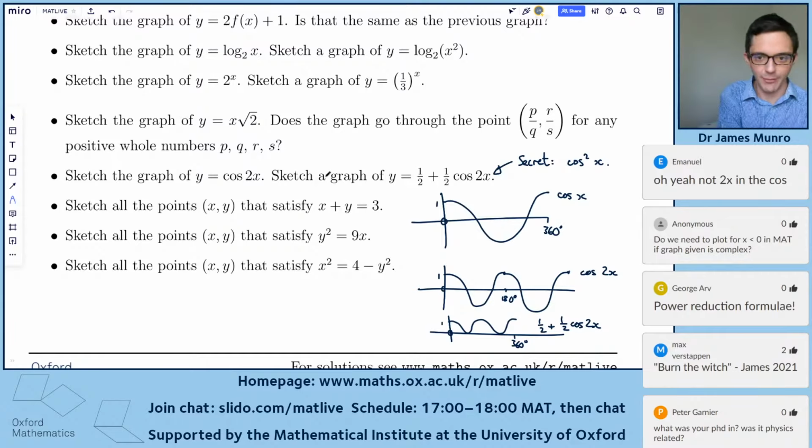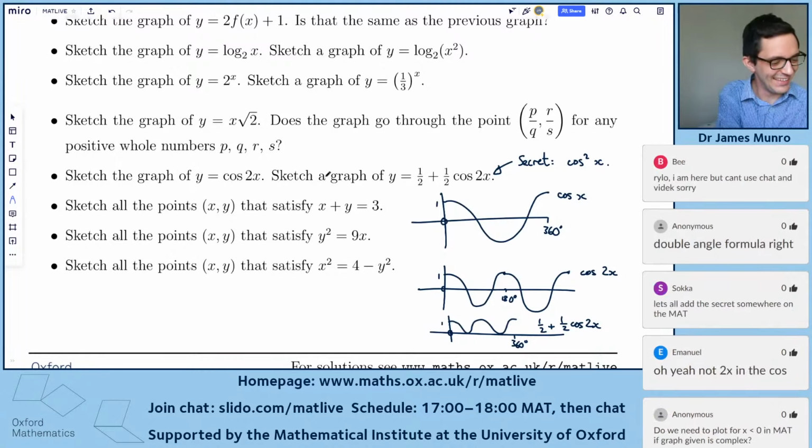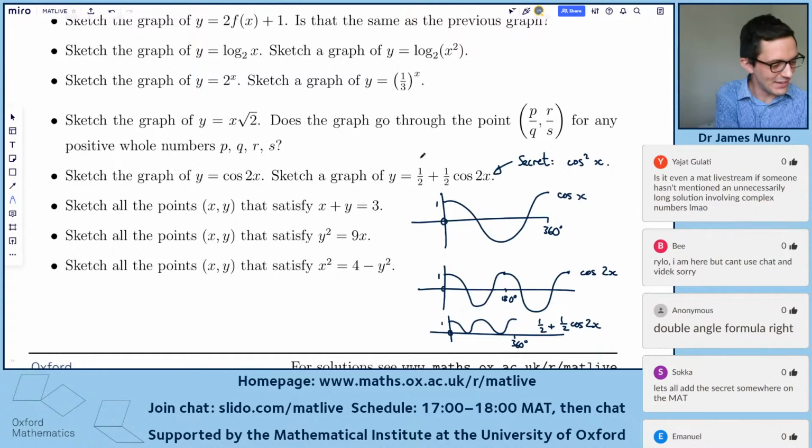Some people know about double angle formulas. Not everyone knows about double angle formulas. Good. Okay. Sorry. Is it even a MAT livestream if somebody doesn't mention a link to complex numbers? Brilliant.